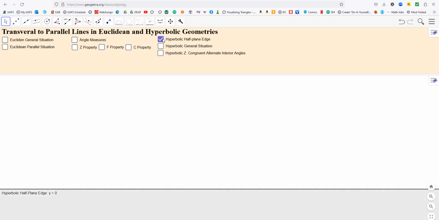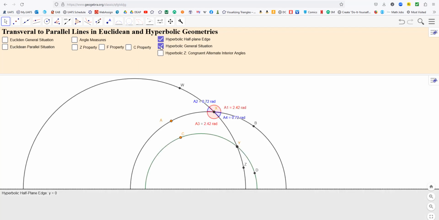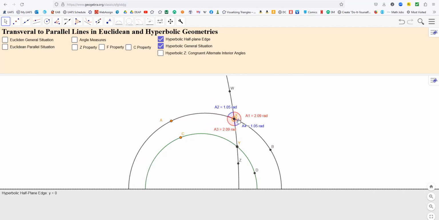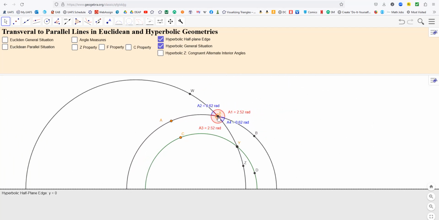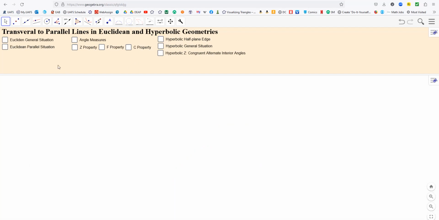Here's the hyperbolic half-plane edge. Here's the general situation in hyperbolic geometry. The transversal is this line right here. This line is right now parallel to this line. Still parallel, not parallel, not parallel, parallel. Okay, and we're getting all kinds of different angle measurements here. So we may come back and look at that.